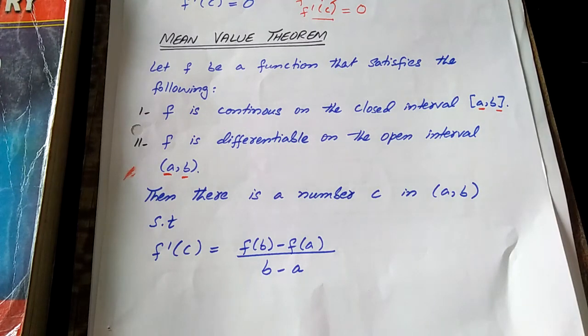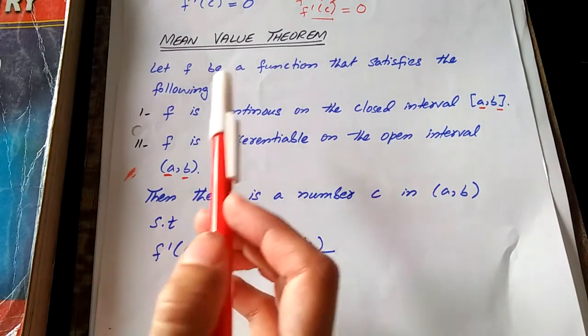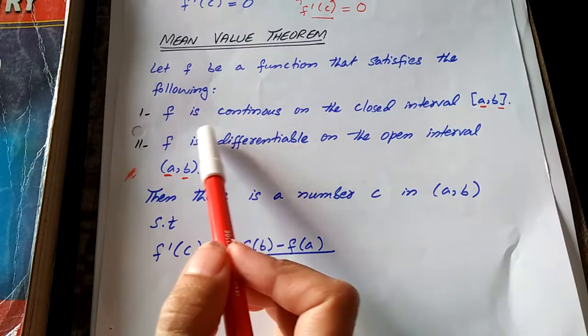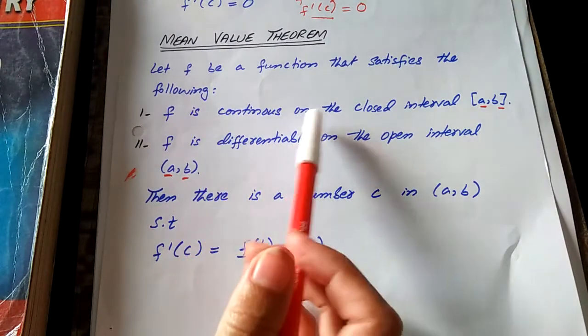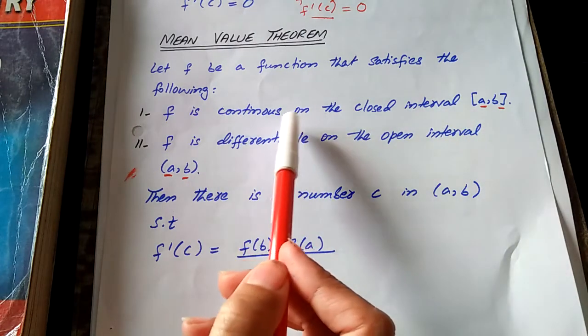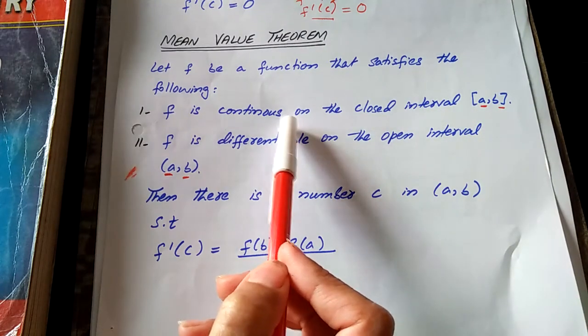Before going to these questions, we must know what the mean value theorem actually is and what postulates we have to use in calculating the value of C in these questions. So, mean value theorem: let f be a function that satisfies the following postulates. The number one postulate is f is continuous on the closed interval [a, b]. The same postulate was in the Rolle's theorem we did earlier.